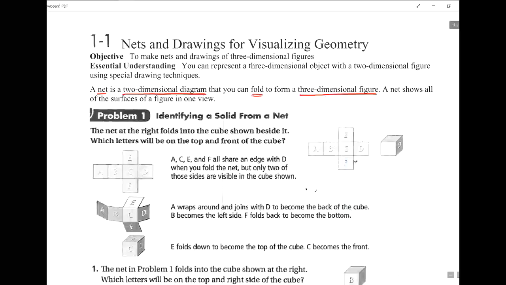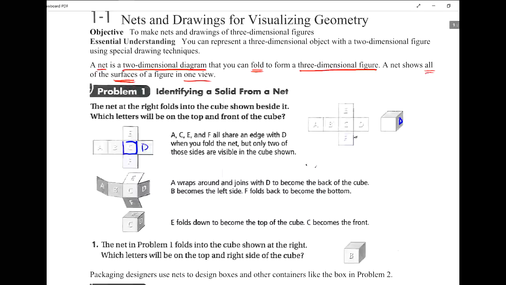The reason we want this to happen is that a net shows all of the surfaces in one view, and that can be really useful to us. So let's look at our first problem here. You can see that we have a cube, and if we lift up the top and then fold down the sides, we're left with this flat shape. So you can see that side D over here folds down. C is going to be the base that we're sitting on. You can imagine the base there. And all of the other sides fold down with it.